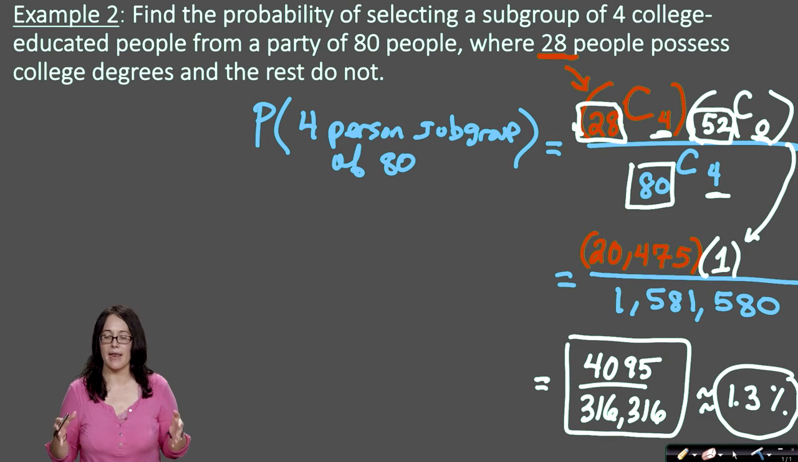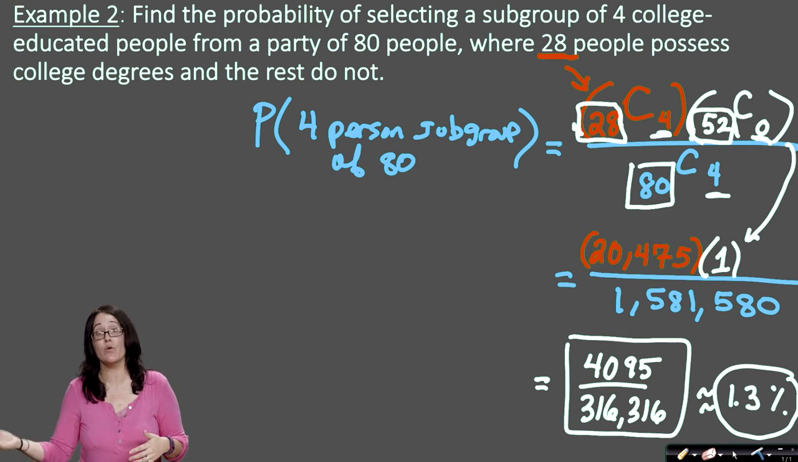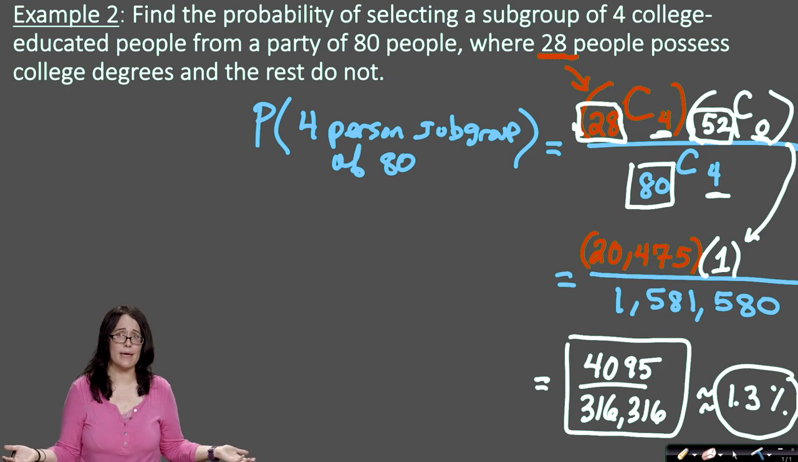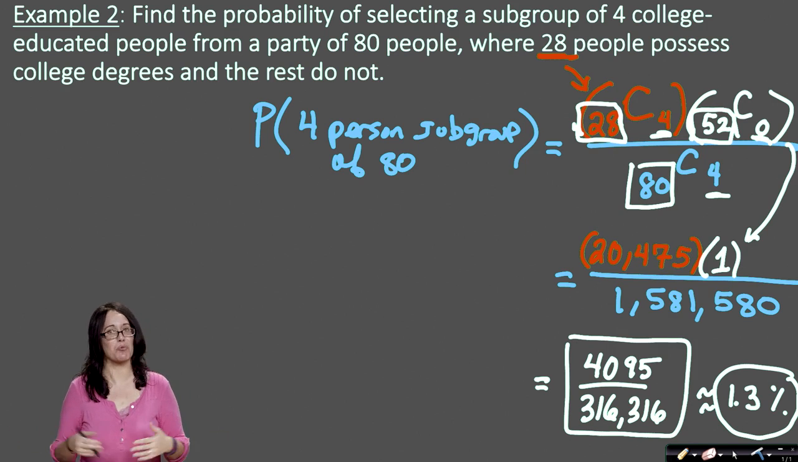likely it would be that at a party of 80 people, when we randomly choose 4 of them, that all 4 are going to have that characteristic which only 28 people had at a party of 80. So it was highly unlikely. If on the other hand I had said, what's the probability that 2 of them will be college educated and 2 of them won't be? This probability would rise because that's much more likely to happen.